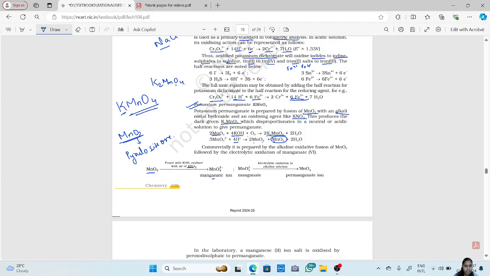You get a manganate ion. Now this manganate ion, using electrolytic oxidation in alkaline solution, you get permanganate. Here we use electrolytic oxidation. We use electricity to fasten the process. We use electrolytic oxidation in an alkaline solution, due to which manganate ion is converted to permanganate.